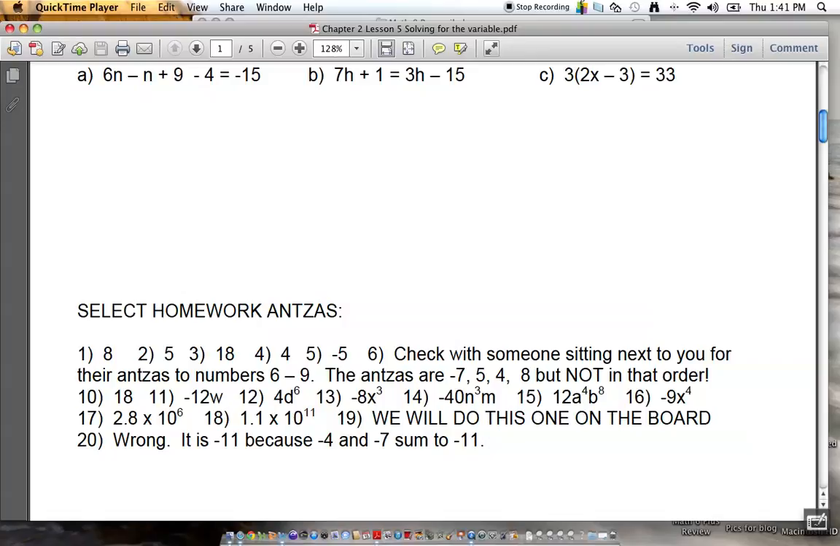Take a look at this. Is this a same side situation or an opposite side situation? Same side. So I'm going to get my n's together, and I'm also going to get my numbers together. Same side, same operation. What's 6 n's minus 1 n? Come on, 6 n's minus 1 n. What is it? 5 n's. What's positive 9 and negative 4? Come on, positive 9, negative 4, what is it? Positive 5. And then equals negative 15.